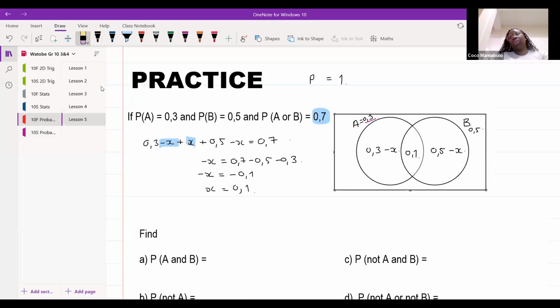But if 0,1 has already been taken, that means that B cannot be 0,5. How much is B going to be? If the whole of B needs to be 0,5, how much are we going to have over here? Correct, Mfundo. Refilwe, what's up?